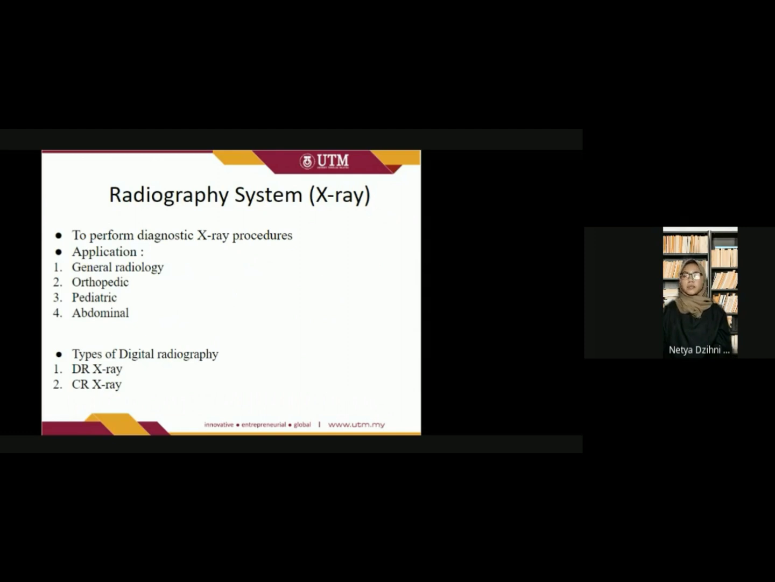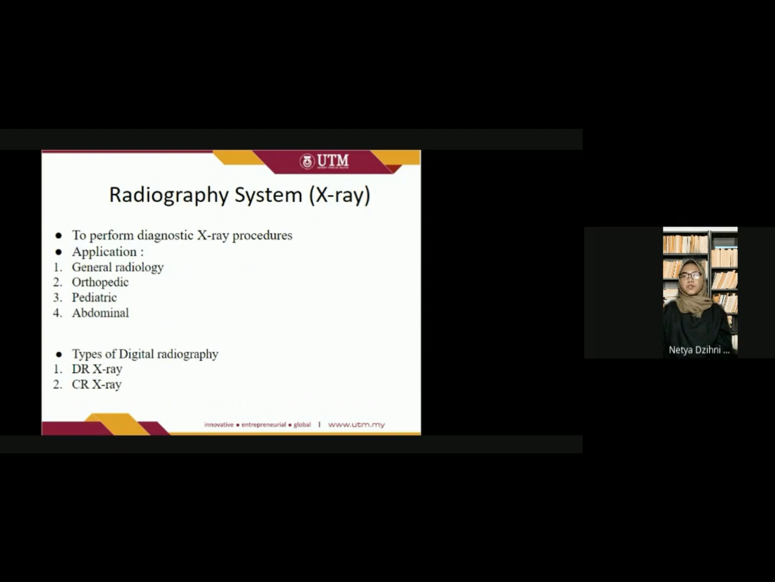The X-ray examination room contains the radiographic imaging system and the fluoroscopic imaging system. The fluoroscopic X-ray tube is usually located under the examining table, and the radiography X-ray tube is attached to an overhead movable crane assembly that permits easy positioning of the tube and aiming of the X-ray beam. The radiography system is usually used in general radiology, orthopedic, pediatric, and abdominal applications.